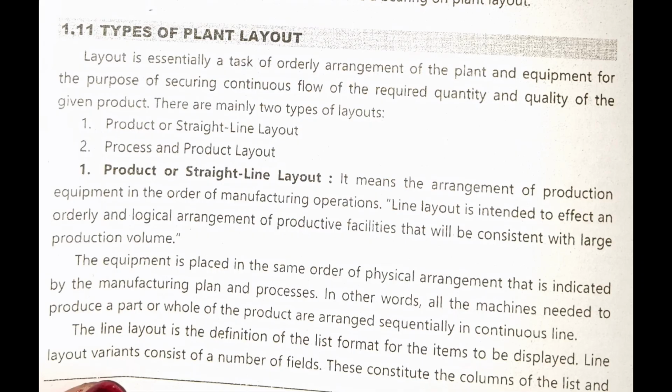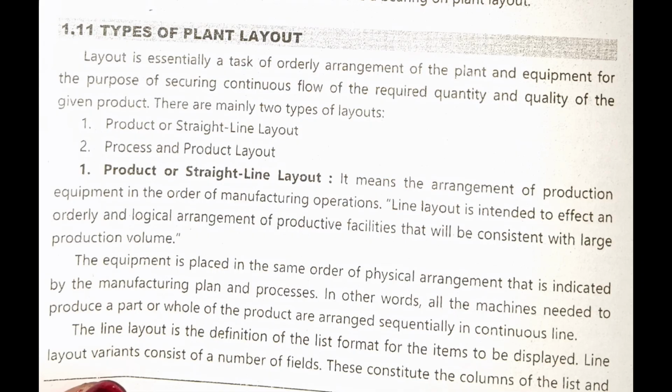There are mainly two types of layouts. First, product or straight line layout. Second, process layout. First, product and straight line layout. It means the arrangement of the production equipment in the order of manufacturing operations.